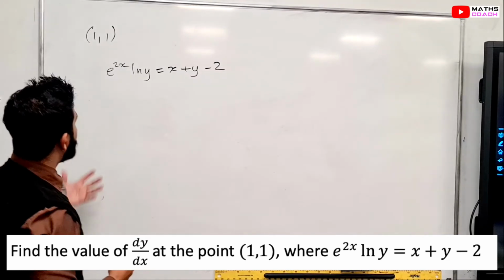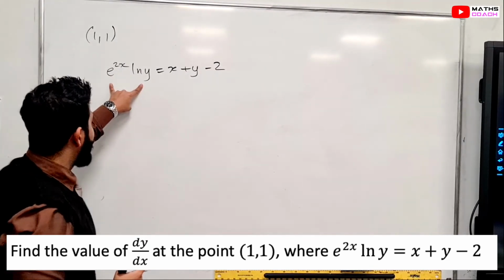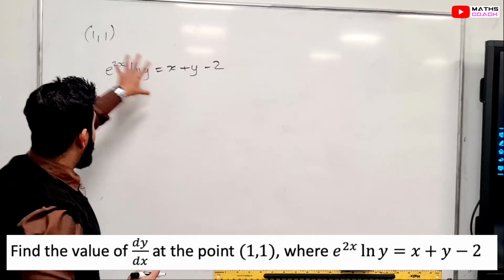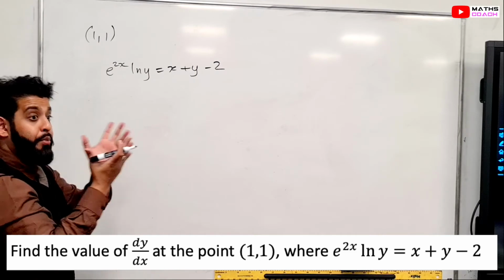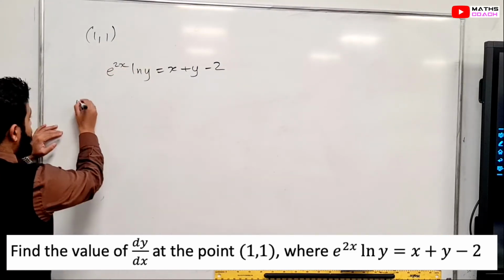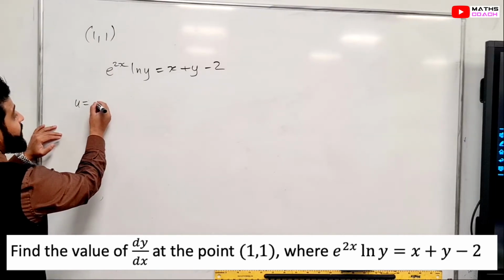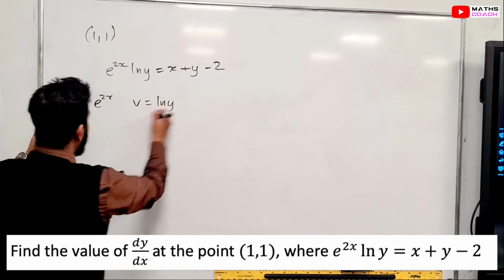So the first thing we're going to do is to differentiate. Okay? We're going to differentiate this side and we are going to differentiate that side. Now on this side, what do we have? We have a product. Okay? And we're going to deal with this product. So u is going to be e to the 2x. v is going to be ln y. So let's deal with that.